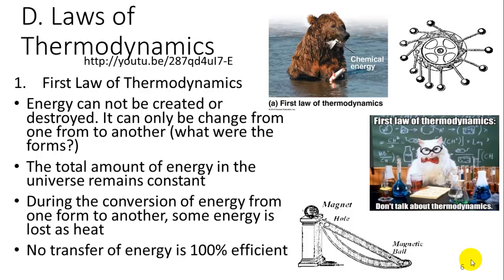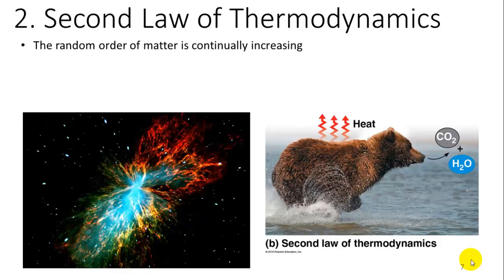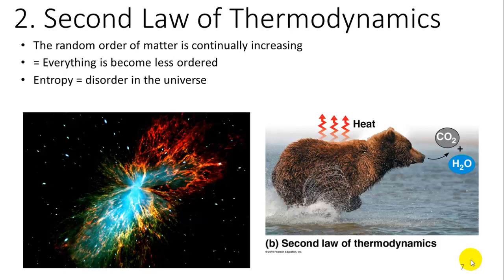This relates to the second law, which is that in the transfer of energy, the heat that is lost adds to the random order of matter. And this is continually increasing in the universe, meaning everything is becoming much less ordered and much more random. The term to describe this is entropy. So entropy is always increasing in the universe, especially in the transfer of energy from one form to another.